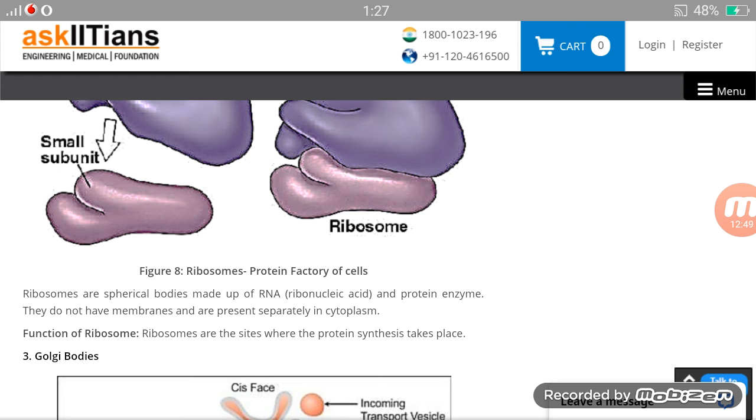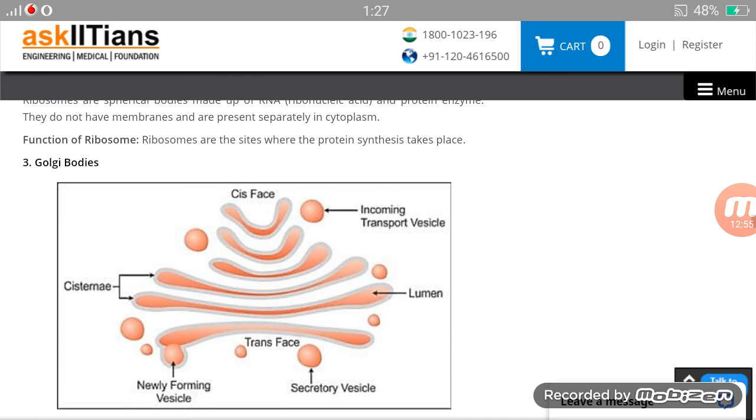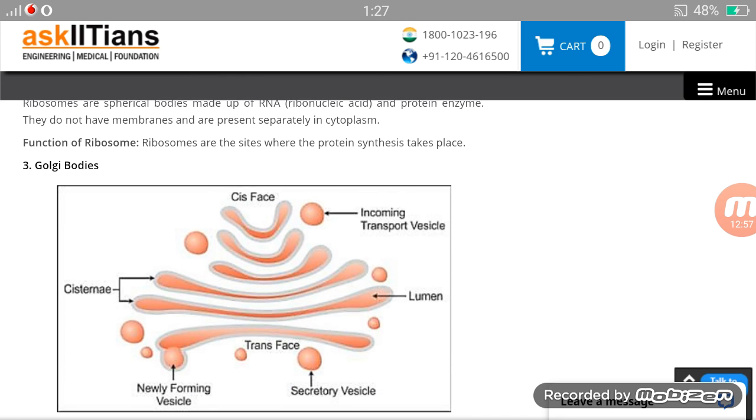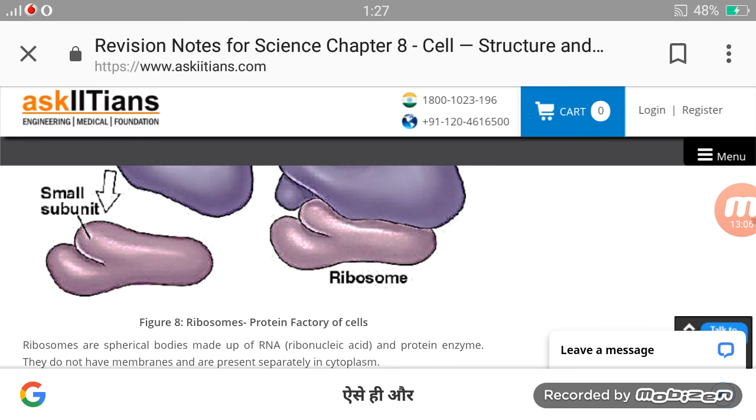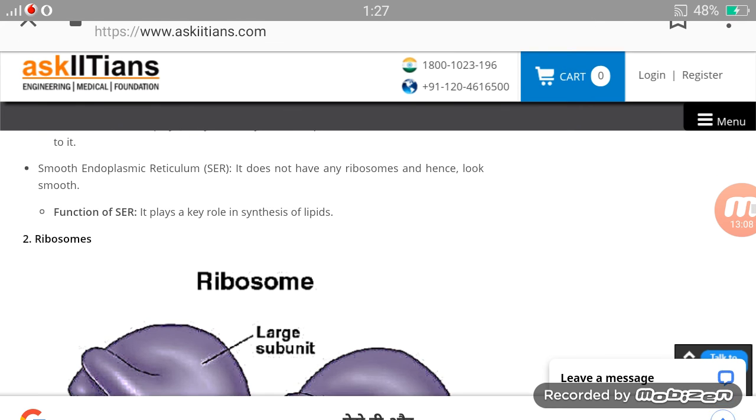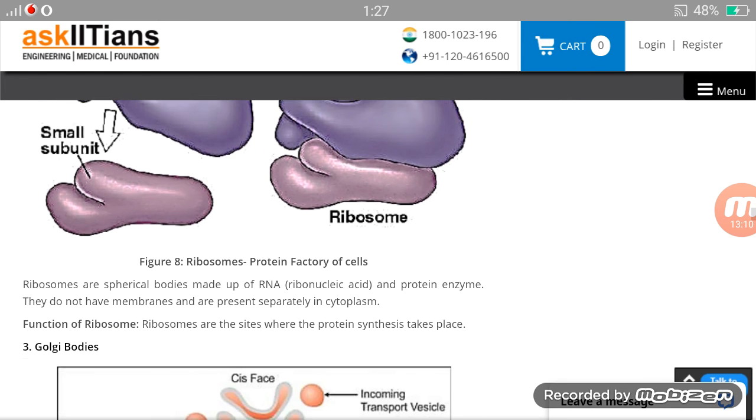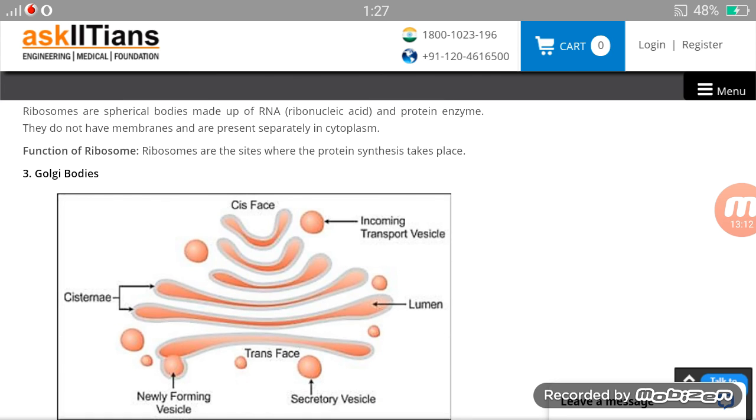इनमें कोई भी membrane नहीं होती है और ये separately present होते हैं cytoplasm में. So function of ribosome क्या है? Ribosomes are the sites where protein synthesis takes place. ये तो हम पहले ही 2-3 बार पढ़ चुके हैं कि function of ribosome is protein synthesis. Here also you have studied protein factory of the cells.